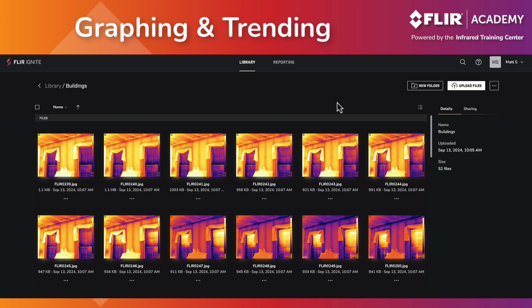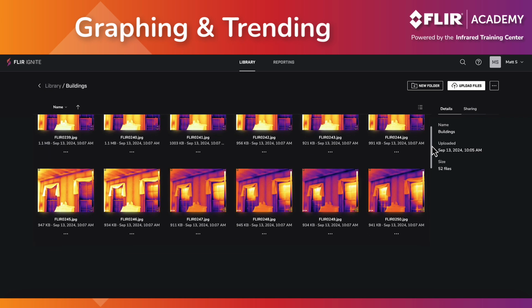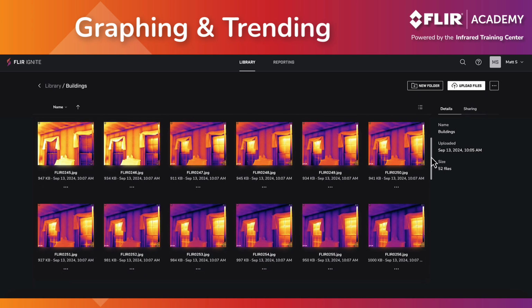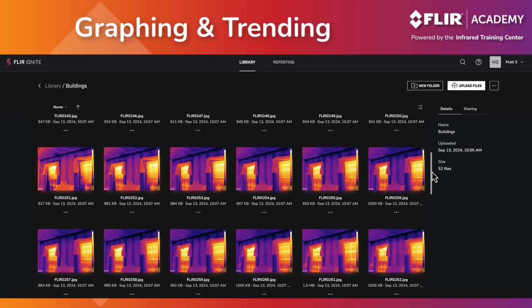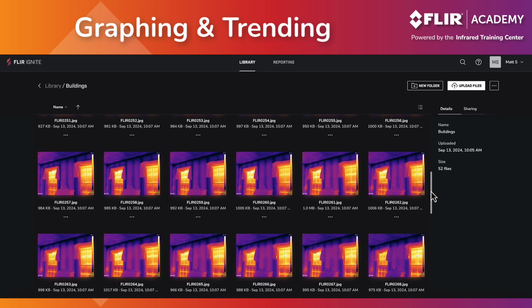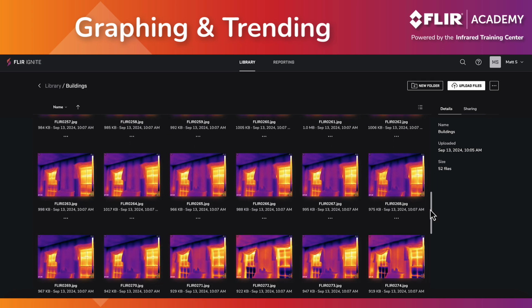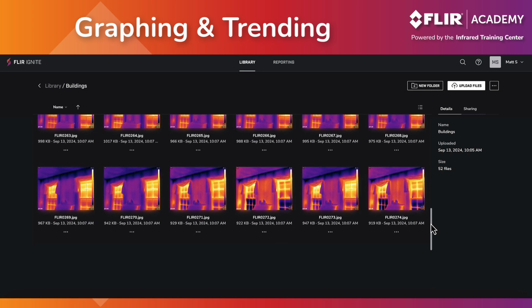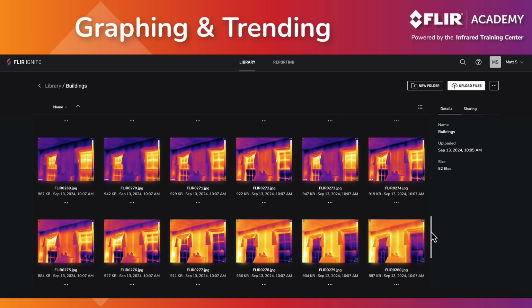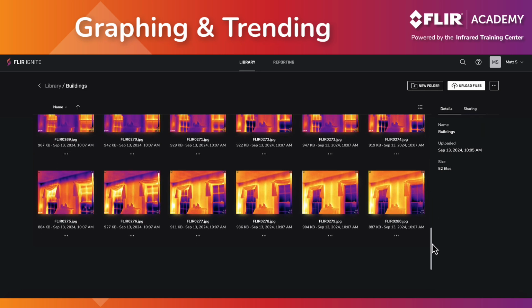In this example, I was inside a house looking at an exterior wall to view the effects of solar loading. I set up an infrared camera to capture a thermal image every 15 minutes throughout the day. You'll notice that the temperature of the interior wall surface changes throughout this sequence. We can use the graphing feature to help visualize this change in our thermal data.